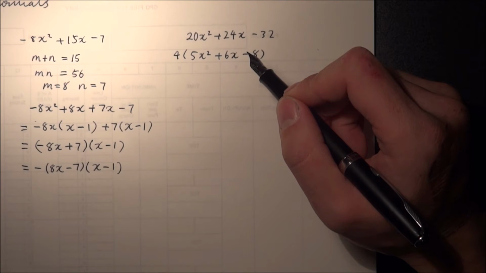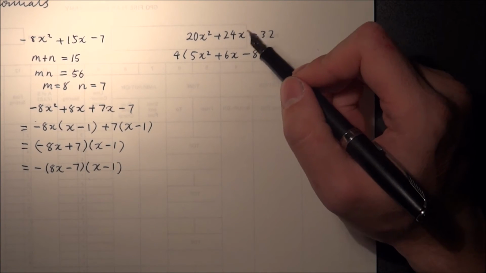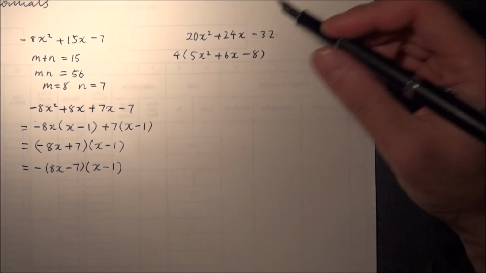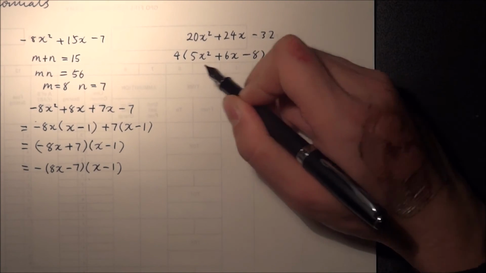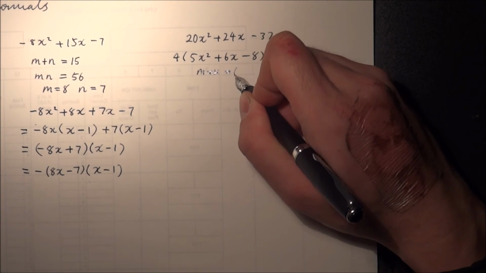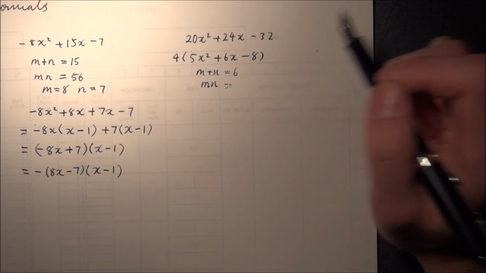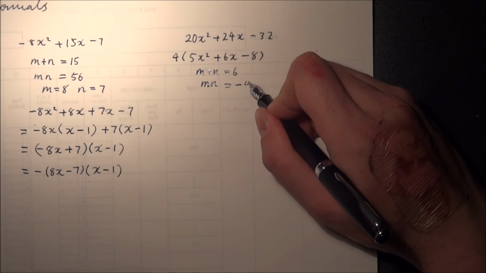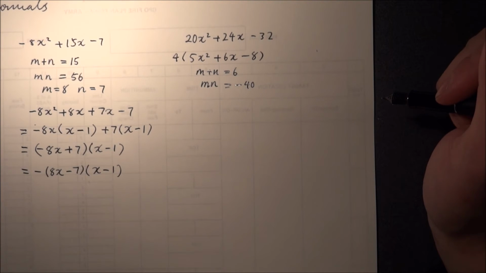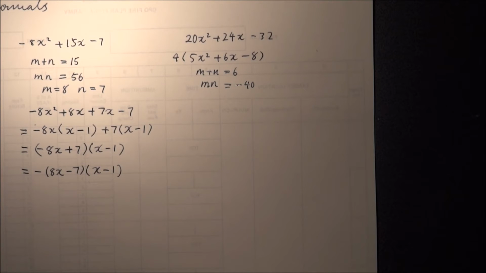Now, we can just move on to the next step. So once again, the middle term is 6, so m plus n has to be 6, and m times n has to be 5 times negative 8, which is negative 40. So you're looking for two numbers. When you add them, you get 6, and when you multiply them, you get negative 40. So once again, I strongly recommend that you pause the video and try to figure out what these two numbers are yourself.